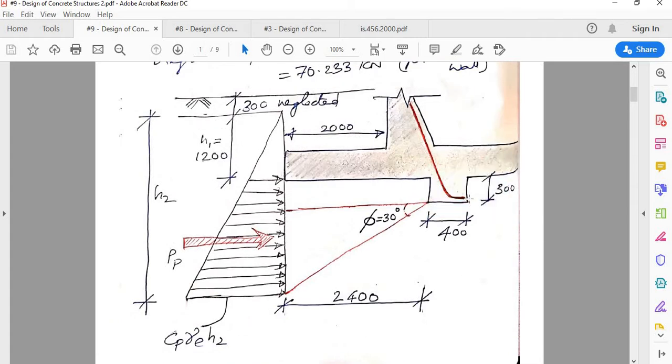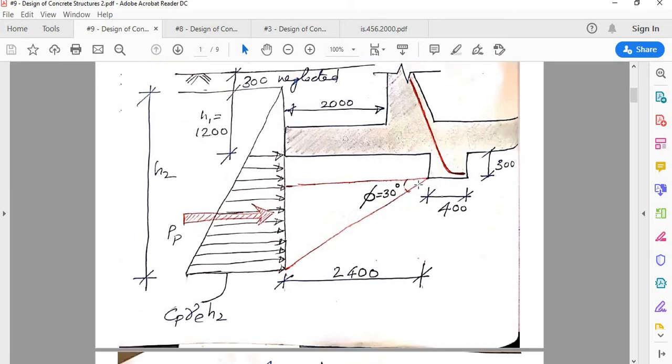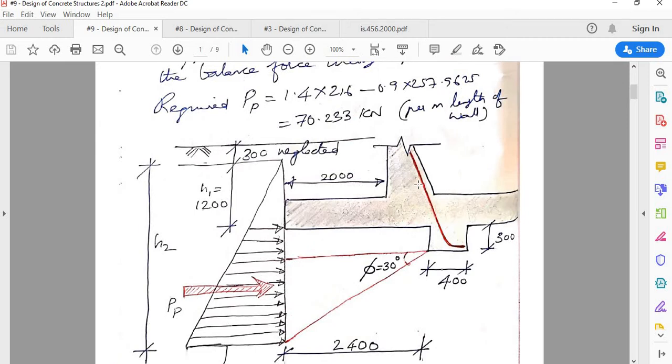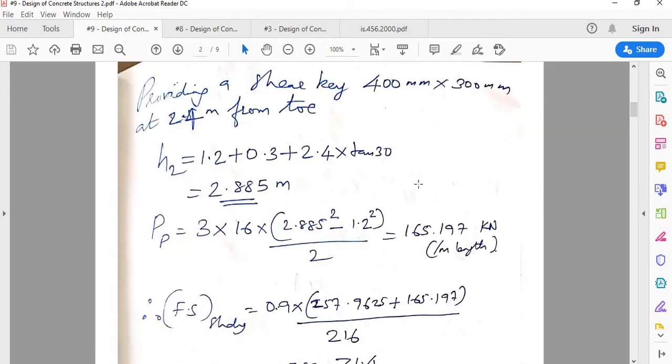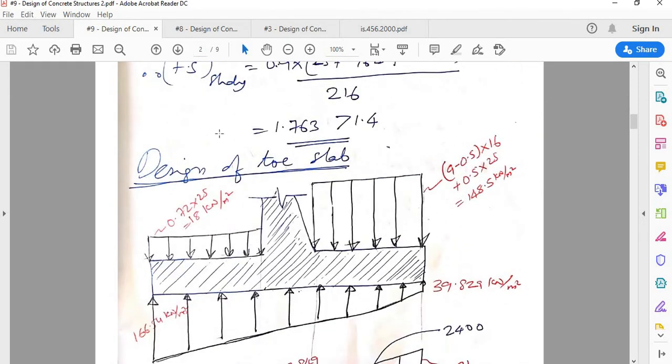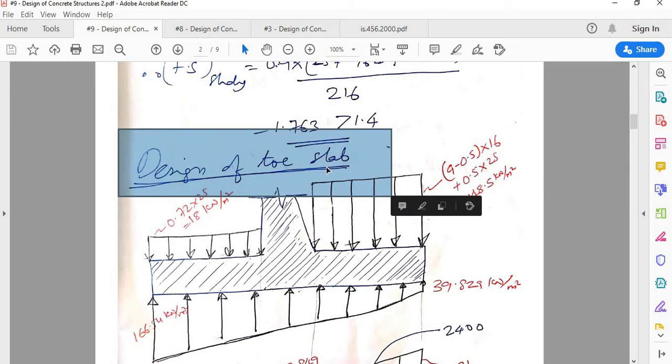So we had completed all the stability checks and earth pressure checks. So now proportioning is done, proportioning is okay. So we will proceed to design. Okay, so in design, first let us design the toe slab.